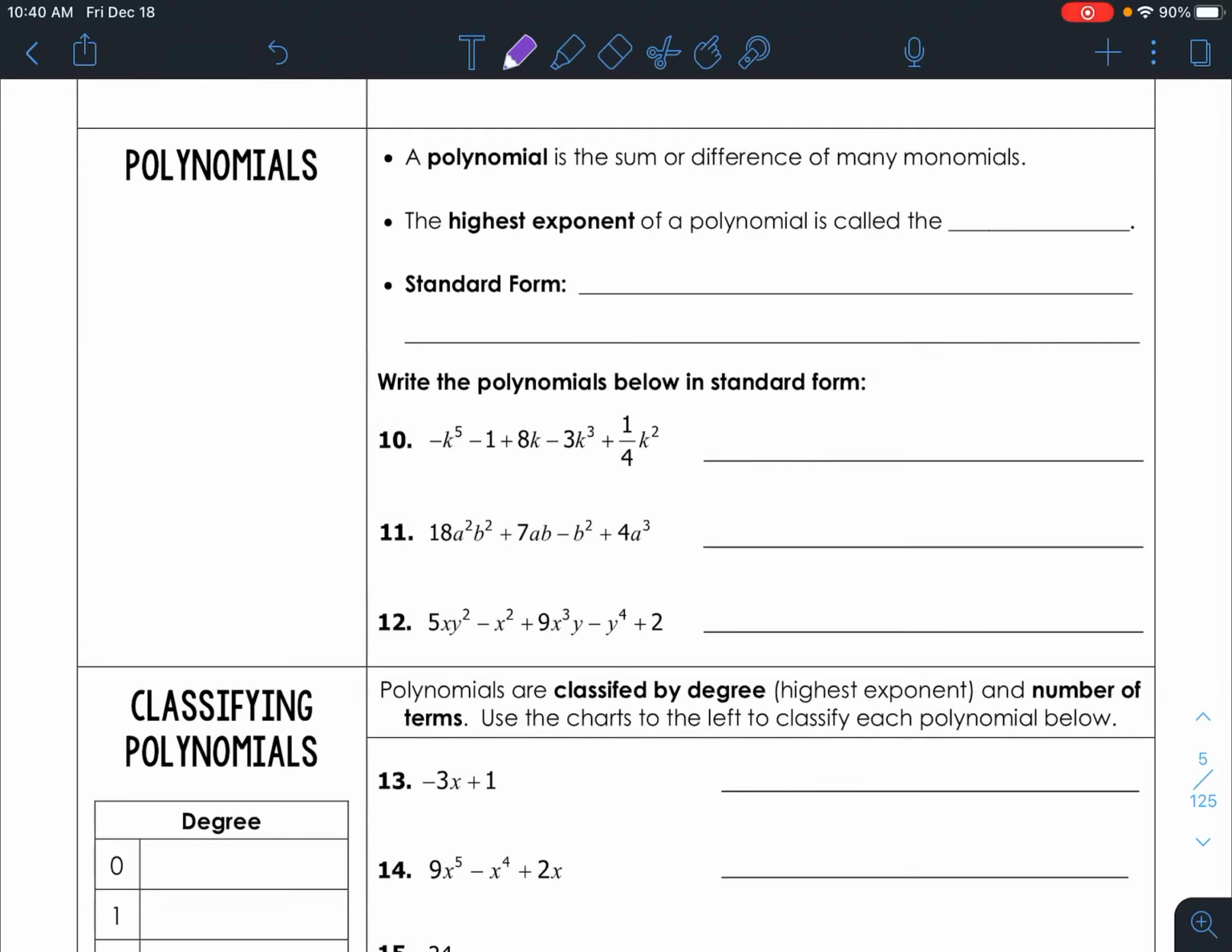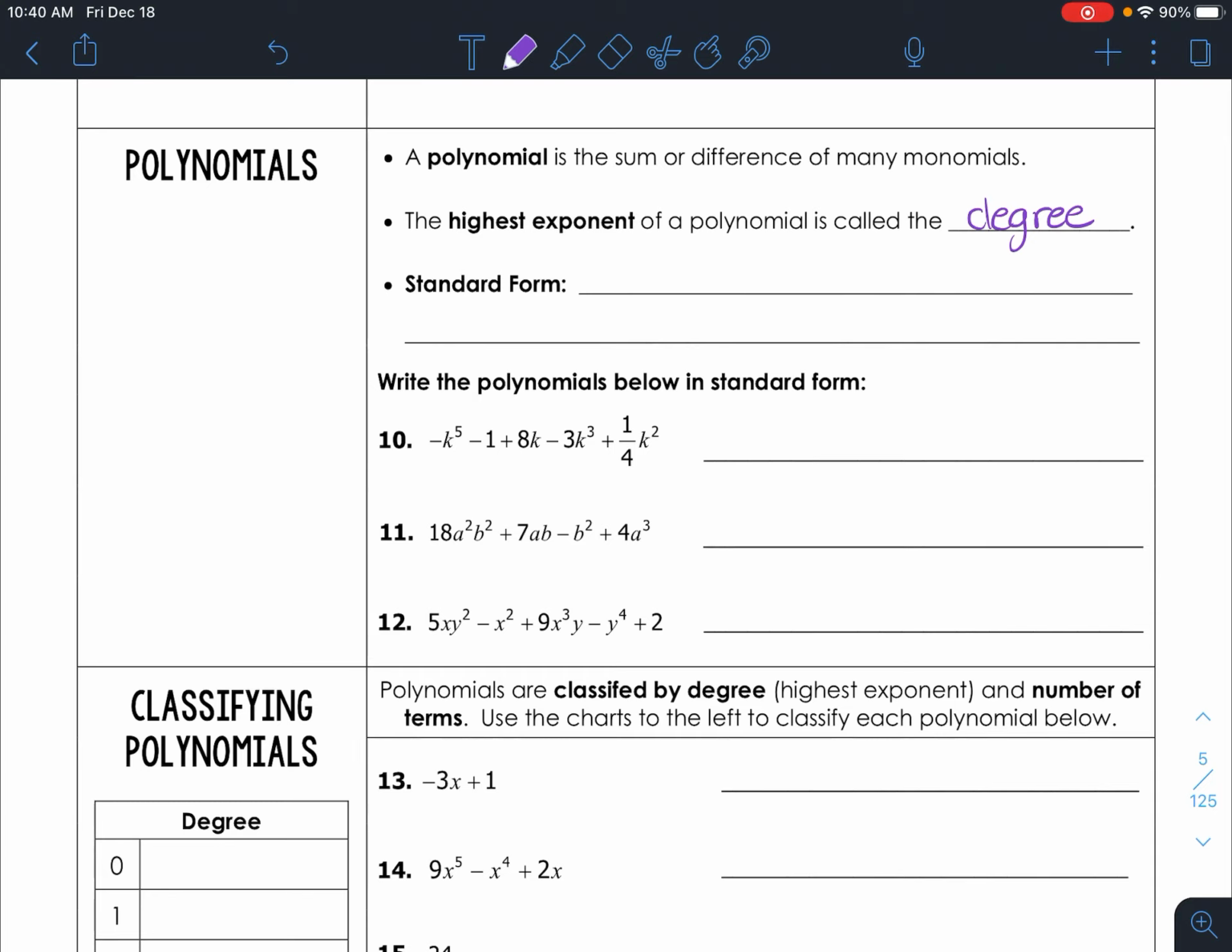So now let's talk about polynomials. A polynomial is a sum or difference of many monomials. Like those quadratic equations that we've been working with, those are polynomials. You add together a bunch of terms. Okay? The highest exponent of a polynomial is called the degree. Whatever the highest exponent is.